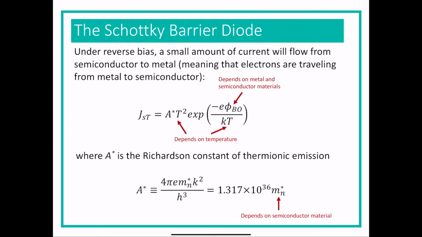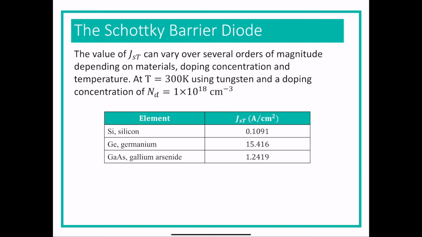We can calculate the values of reverse current density, and it really is different depending on what we use to construct a metal semiconductor barrier. So this is just an example of values that might come up. This is just using 3 different semiconductors combined with tungsten that all have the same doping concentration of 1 times 10 to the 18th per centimeter cubed, and the same temperature. And you can notice that they vary over orders of magnitude.